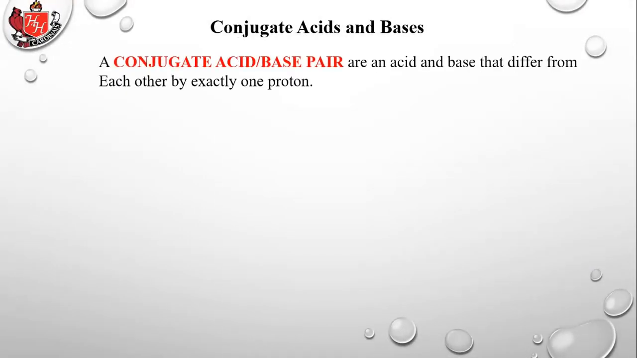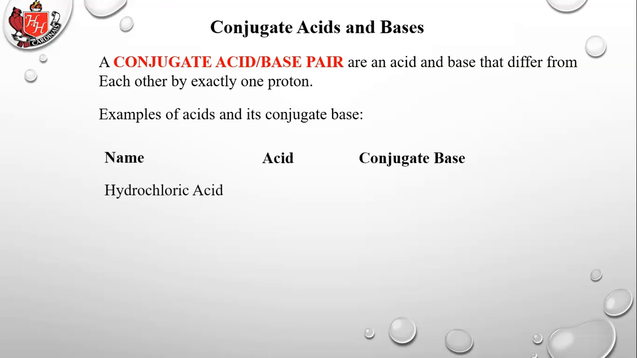A conjugate acid-base pair are an acid and base that differ from each other by exactly one proton. Examples of acids and their conjugate base are hydrochloric acid, which is HCl. The conjugate base is Cl-. Nitric acid is HNO3 and NO3-. They only differ by that one H, that one proton.